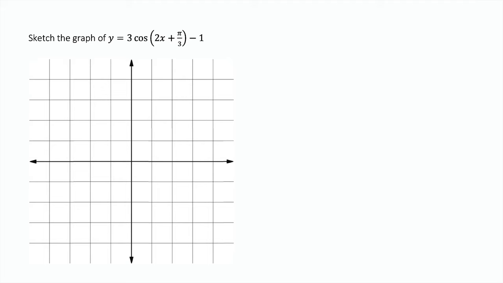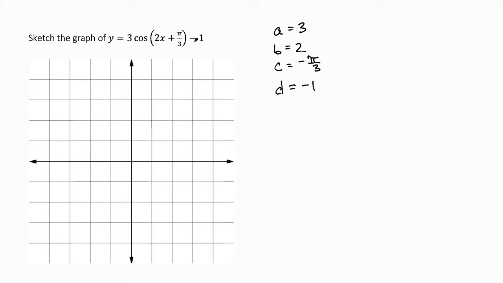Sketch the graph of y equals 3 cosine of 2x plus pi over 3 minus 1. I'm going to start by identifying a, b, c, and d. A is 3, b is 2, c is negative pi over 3. This is the tricky thing, because remember that it's bx minus c. And then d is negative 1, the thing out here.